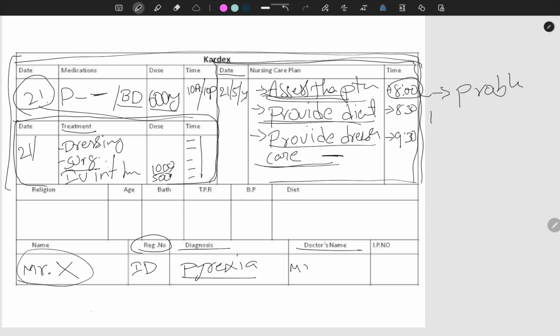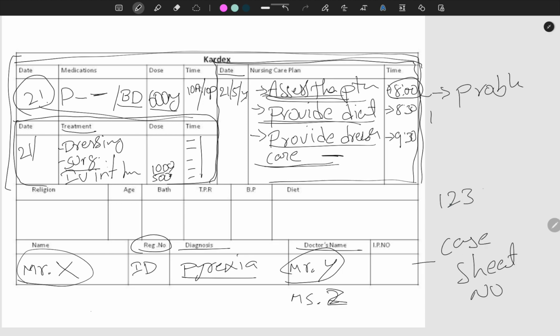and then doctor's name. For example, Mr. Y. The doctor's name is Mr. Y, otherwise Miss Z. Okay, so whatever the name is, you have to write here. And then IP number. IP number is nothing but the patient case sheet number. Okay, so 1 2 3 4 5 6 like that, the IP number you have to write here.